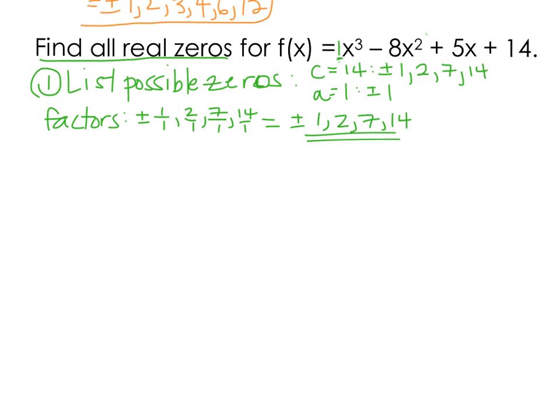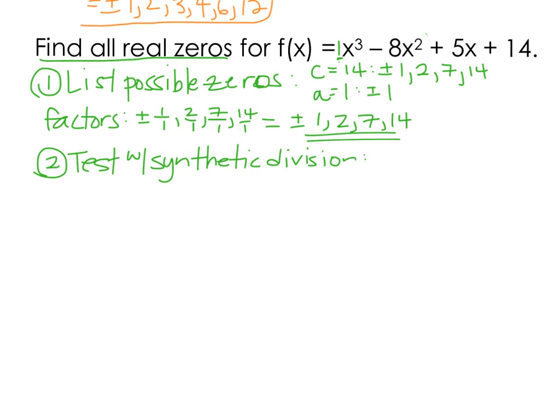Now, if those are technically the 0 choices for us, we'll test them just like we did in lesson 5.5. We're going to test them with synthetic division, where we take all of the coefficients, and if it's a 0 of the function, then we should get 0 as our remainder in synthetic division. Now, it doesn't matter which number you start with first, but remember there are positives and negatives. I like to start with smaller numbers, but you can start with any of those 4 choices, or any of those 8 choices technically. There are 8 options up here, but I'm going to start with positive 1.